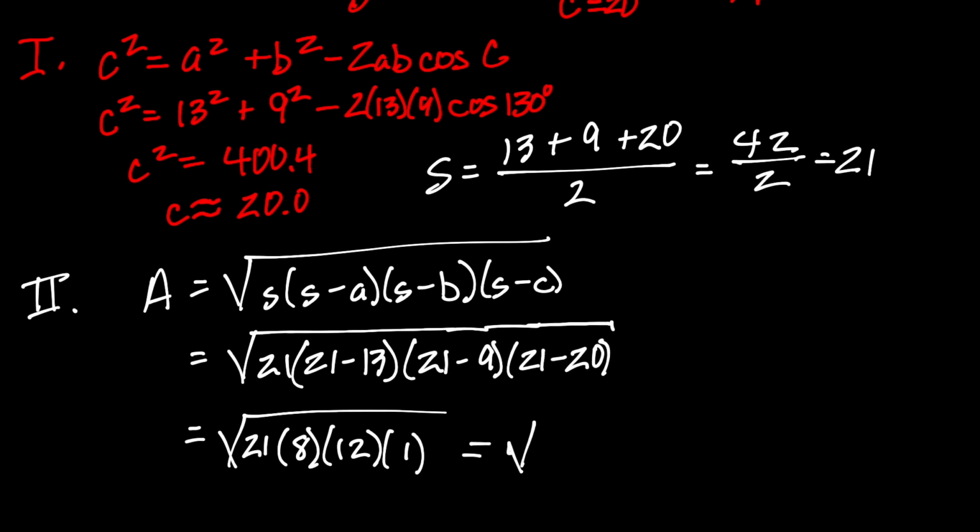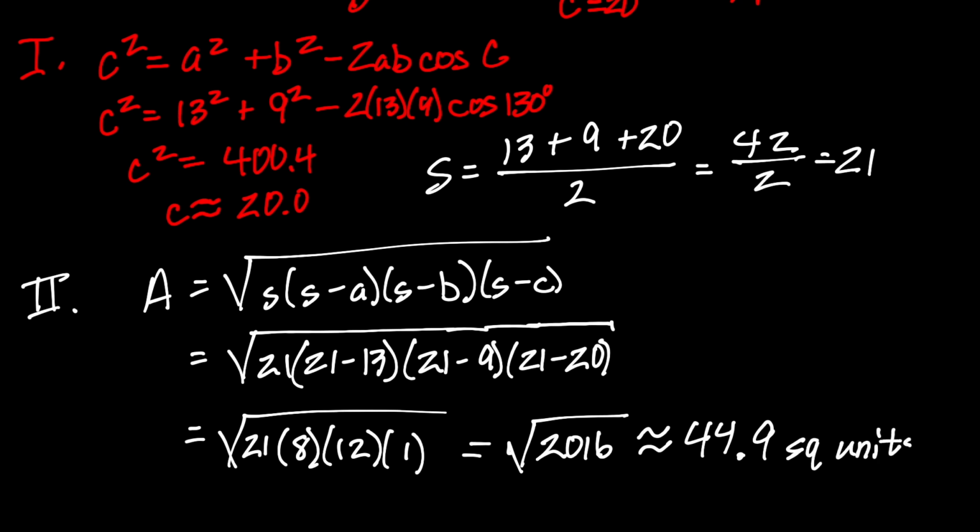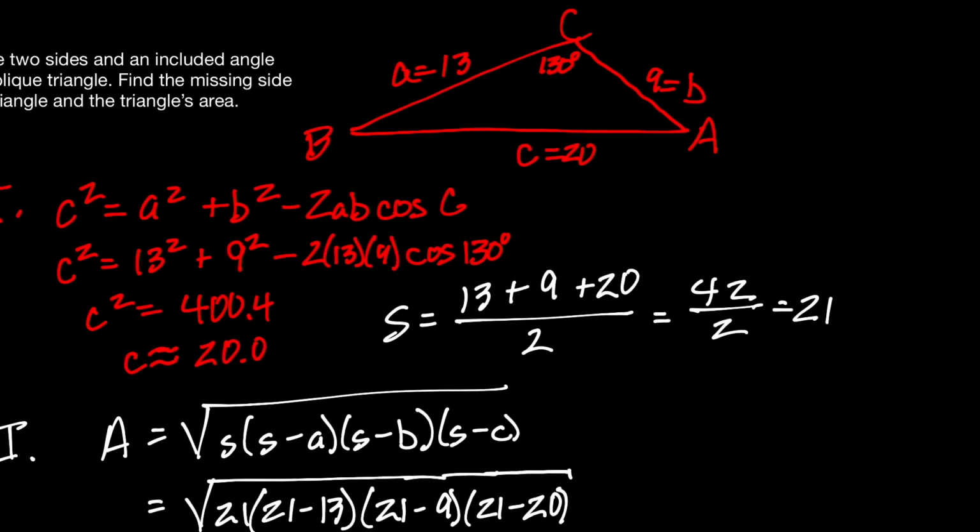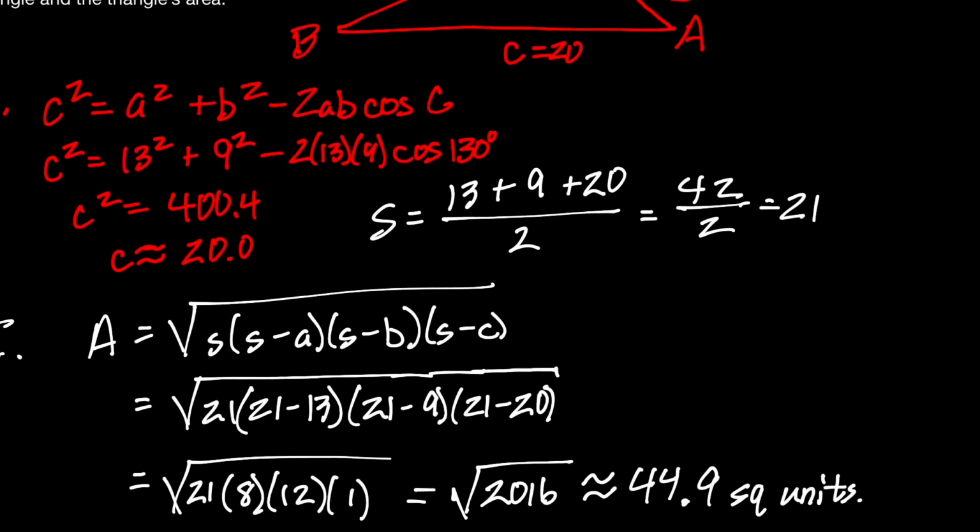So I end up with the square root of 2016. So that is not a perfect square. So I'm going to take the square root of that anyway, round to 1 decimal, and I find out this is about 44.9. We didn't set up units here, so this would just be square units, whatever they were: square miles, square inches, and so on. So there is a problem where you may have to first figure out a missing side, then go ahead and apply Heron's formula to the problem.